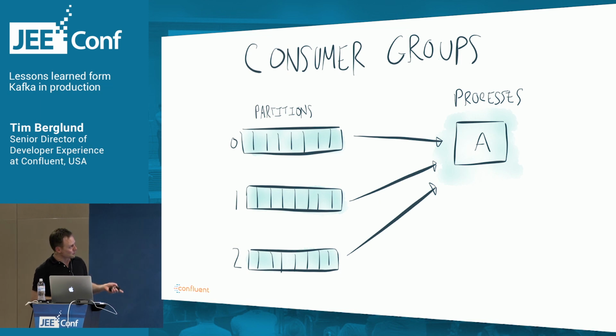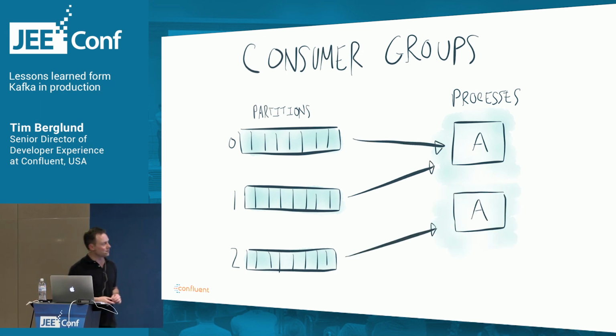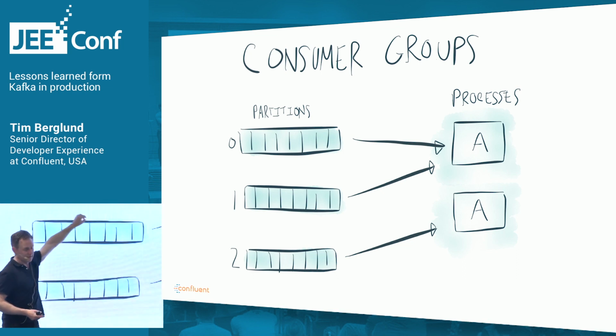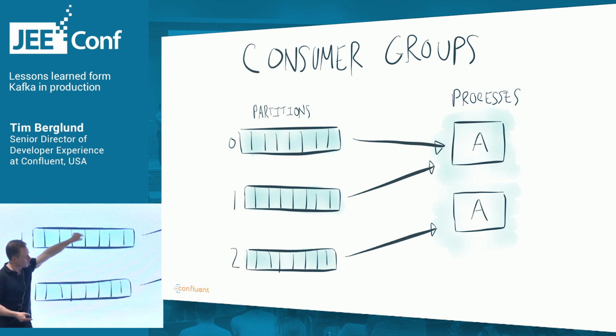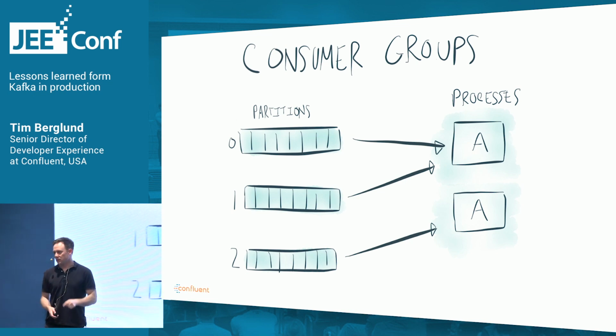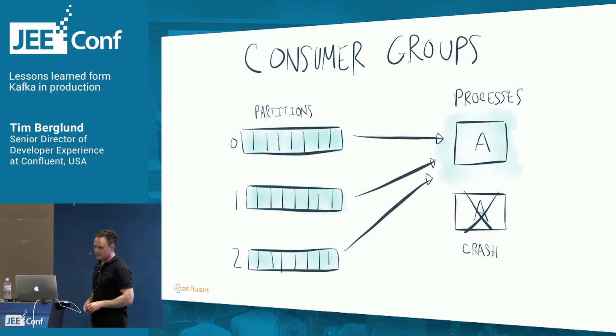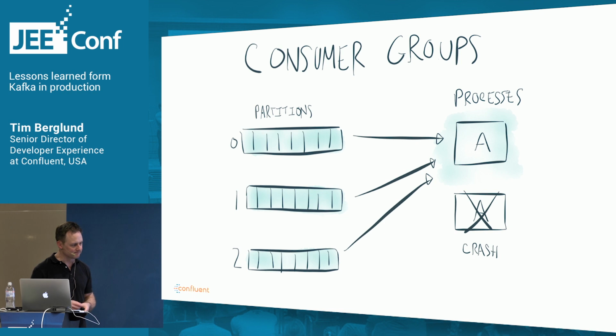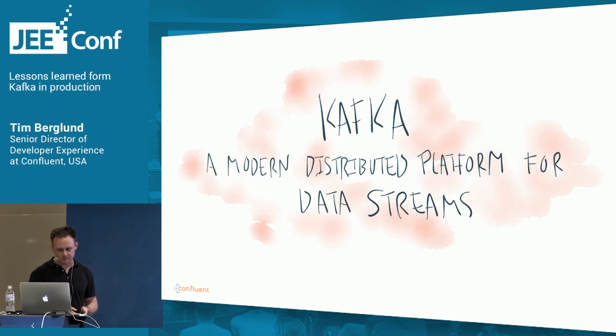So I could have a single process handling all the partitions. If I have two processes and three partitions, two of my partitions will go to one, one will go to another, and if one of those crashes, Kafka handles that and reassigns to the existing consumer group. So consumer groups are just a handy way to divvy up a partition among multiple consumers.